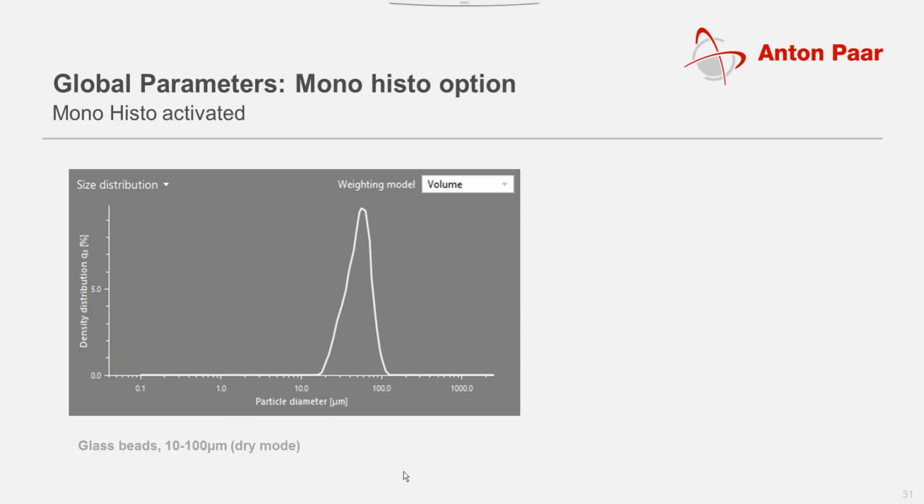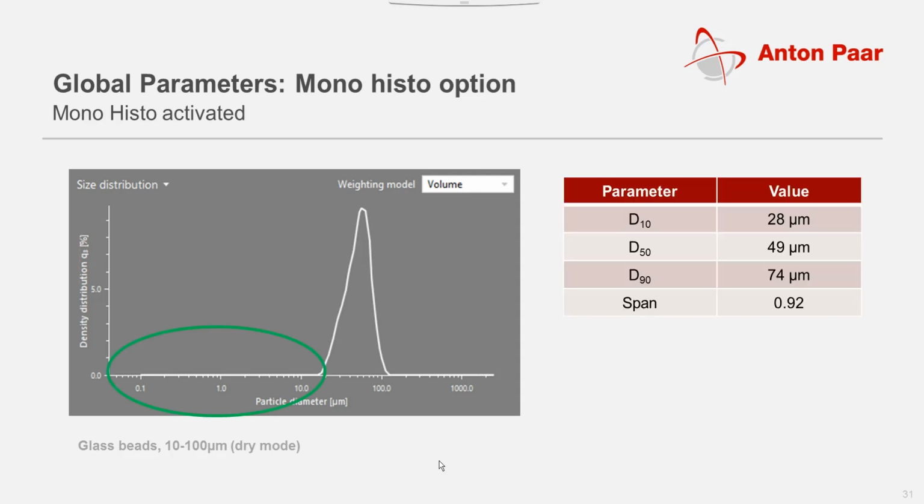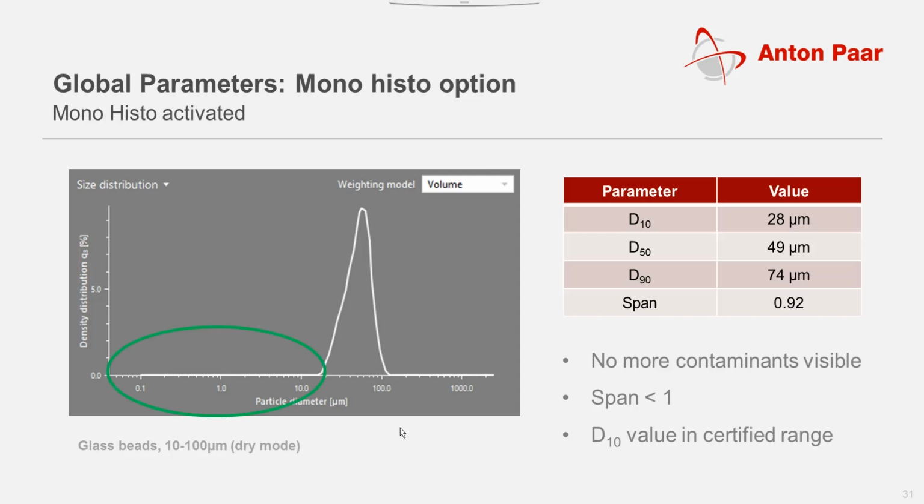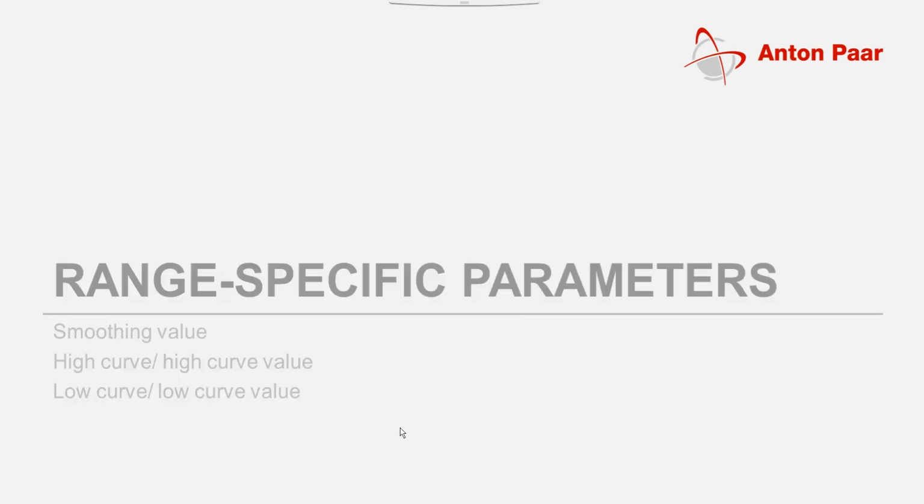When the monohisto option is applied, the small fines are not visible anymore. The D10 is now in the certified range, the span becomes smaller than 1, and no more contaminants are visible.